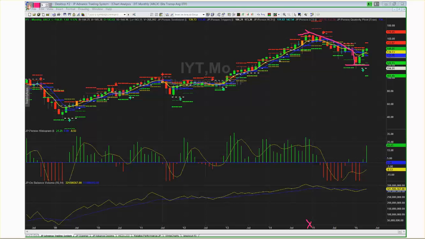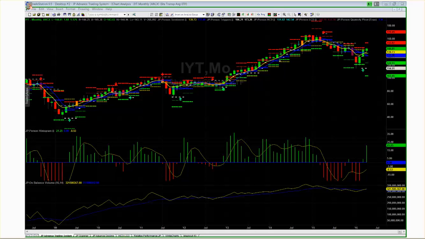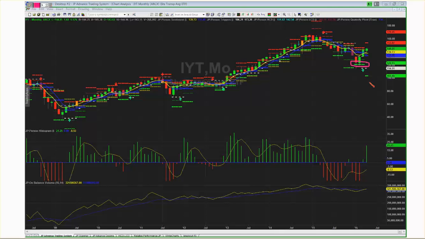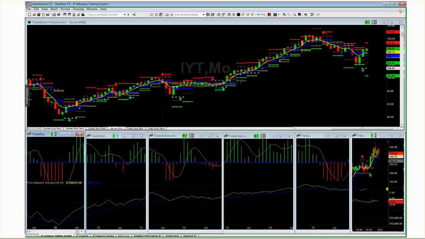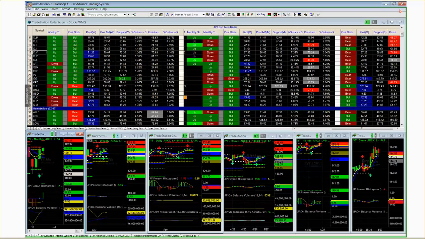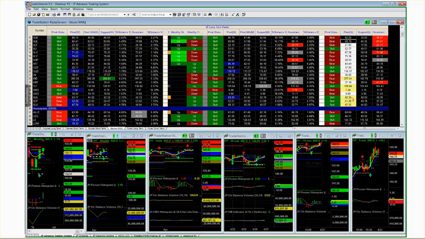What they did, though, is a lot of the individual names in the transportation sector came right at their longer-term support and stopped on a dime. We in our community identified that, not because I'm lucky, but because this indicator helped us identify that markets were already overstretched, at support, and we should start looking for buying opportunities. So I'm going to be doing the opposite when I start to see everything hitting resistance.